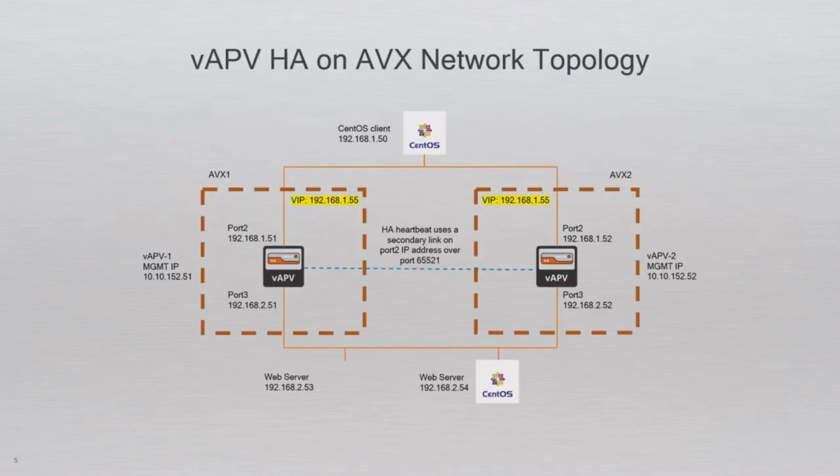Here is a network topology for the vAPV HA on AVX deployment. We have the following key components: two AVX appliances, two vAPVs, one deployed on each AVX. Each vAPV has an ingress and an egress port for traffic. Each vAPV has a heartbeat port that monitors the HA status. This port is a virtual port on the AVX virtual switch that is bound to a physical port on the AVX appliance.